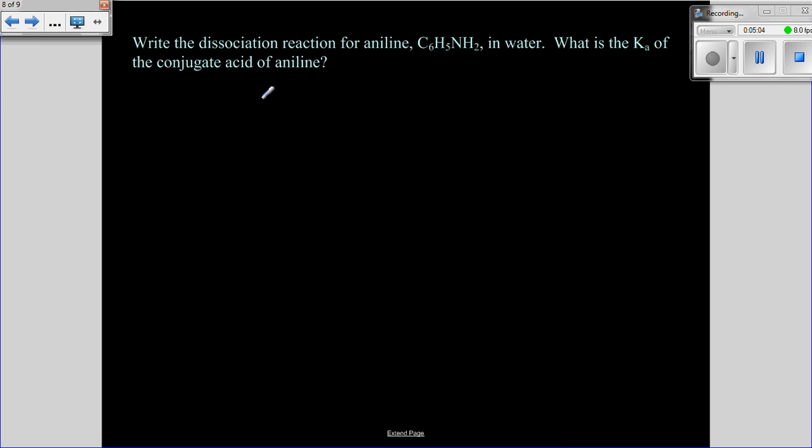Okay, so we're going to write the dissociation reaction for aniline, which is a weak base. And the reason I know that from the way this is worded is it wants to know the Ka of the conjugate acid of aniline. So that tells me that this has to be a base. So C6H5NH2, because it's a base, I want to include water. Equilibrium arrow. Bases are proton acceptors. The base is going to accept the proton from water.